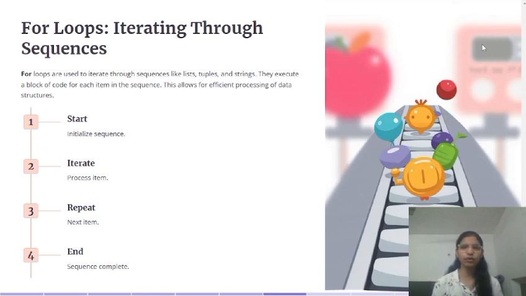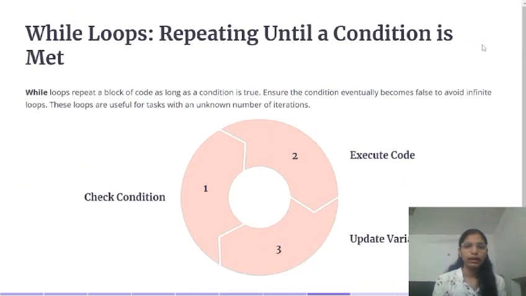As we can see, the flow of for loops is like it initializes, then iterates, that means updation takes place, then repetition takes place. As we all know, looping statements are used to execute a block of code a repeated number of times as per the user's requirement. So that's about for loops. And next is while loops.